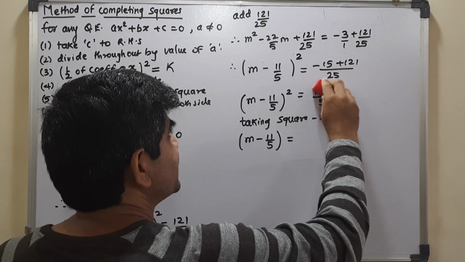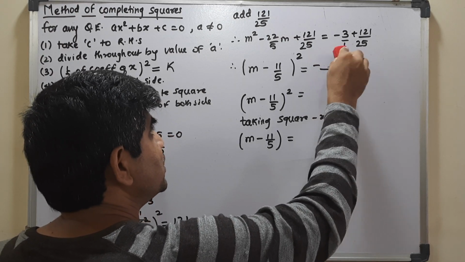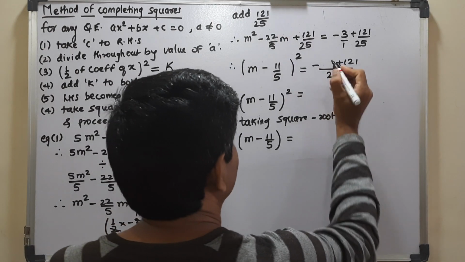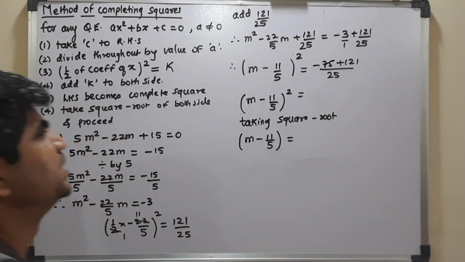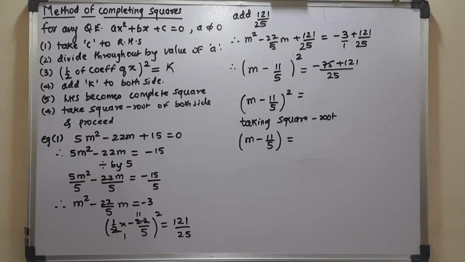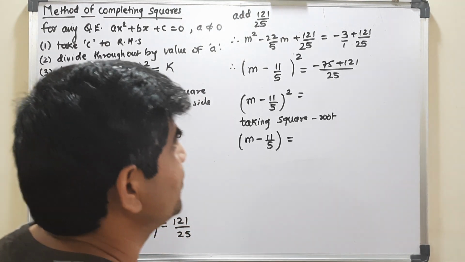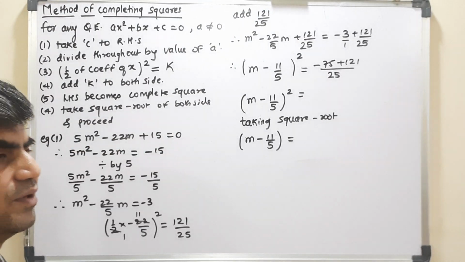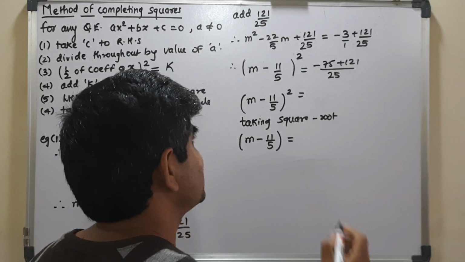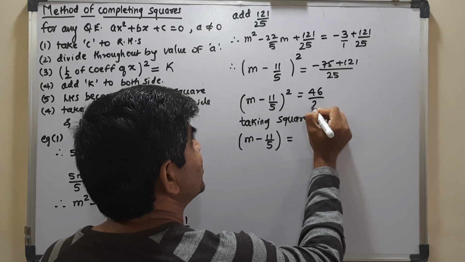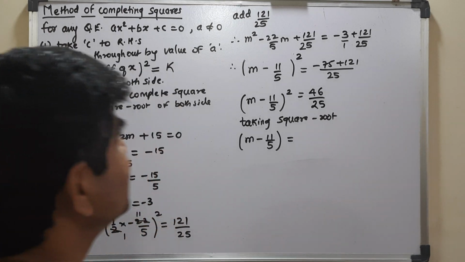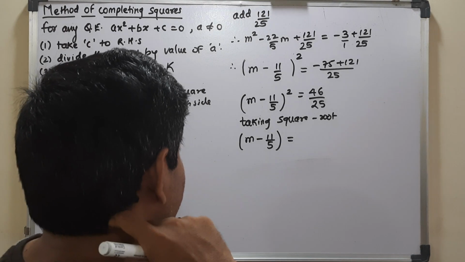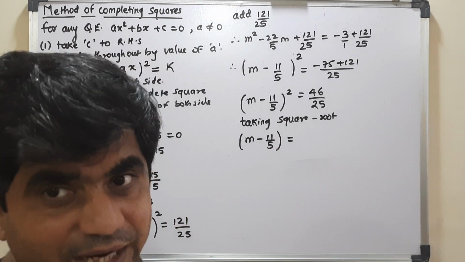This will become now 25 threes are 75, yes, 75. That means it will become 75 plus 21, which is 46 by 25. 6 and 5, 11, 1 carry. 8 and 4, 12. Correct. Okay, it's 46 by 125.